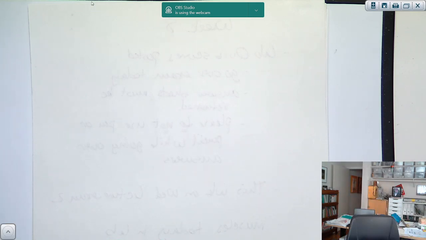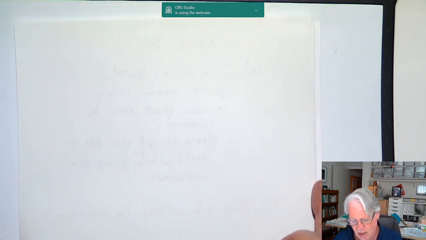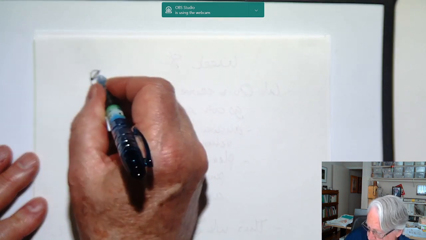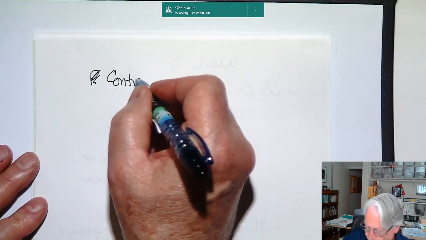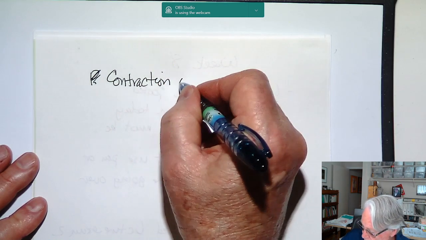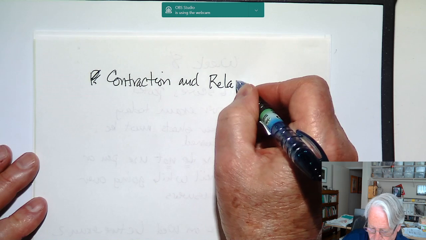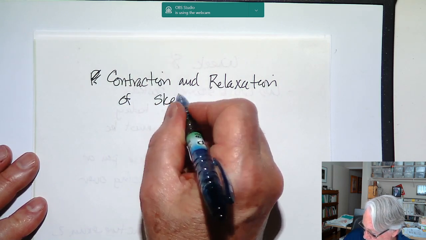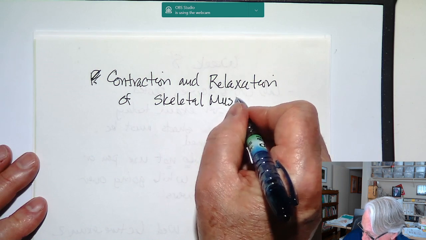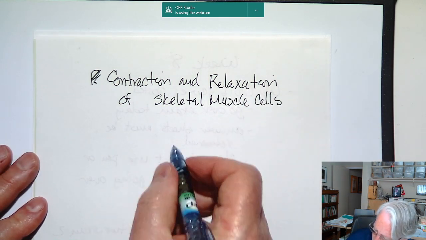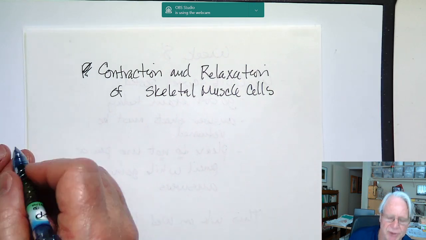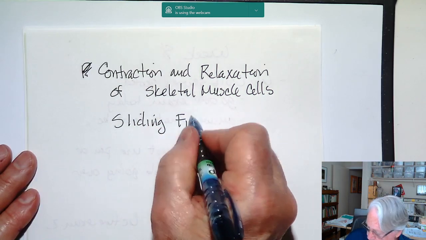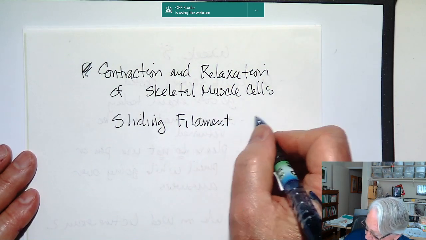We will identify this as the contraction and relaxation of skeletal muscle cells. And the term that describes the mechanism in which this will take place is called the sliding filament mechanism.